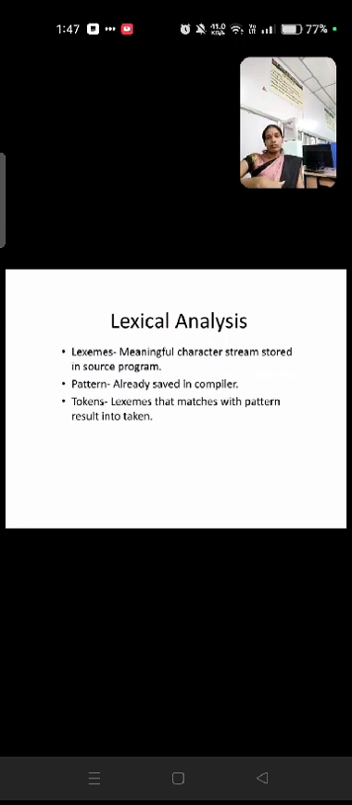The program can be divided into a number of parts. These parts are called the lexemes. Lexemes means the meaningful character of the string. And another one is also known as a pattern.